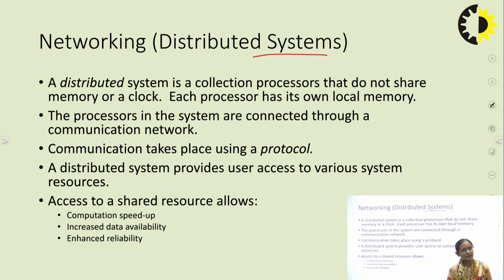The processors in the system are connected through a communication network, and we need a certain set of rules, that is protocols, to communicate, to establish a communication link between two devices. A distributed system provides user access to various system resources and access to shared resources. Why do we need access to the shared resource?